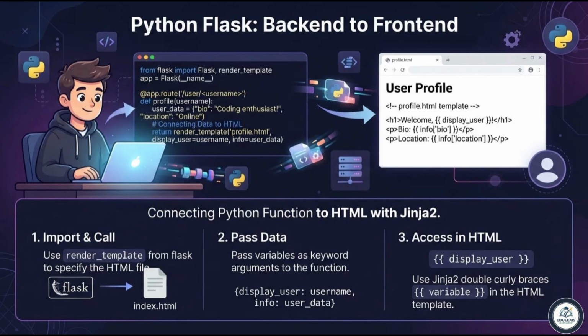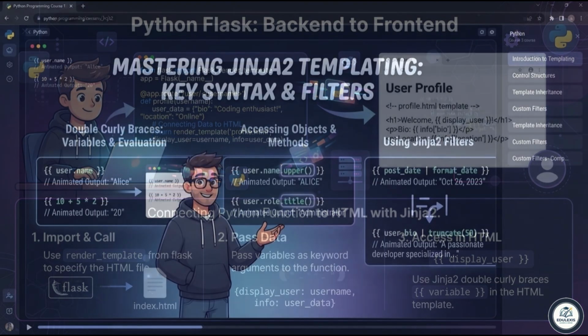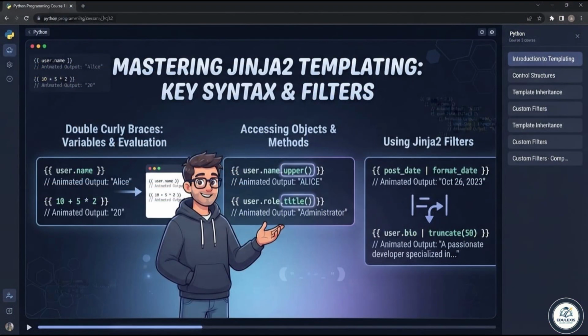It's simple. You pass keyword arguments to the function: render_template('profile.html', username=user). Inside your profile.html, you can then access that variable using double curly braces, username. This syntax is the heart of Jinja 2, and it makes passing data between your back-end and front-end incredibly intuitive and efficient. Let's look closer at the Jinja 2 syntax.